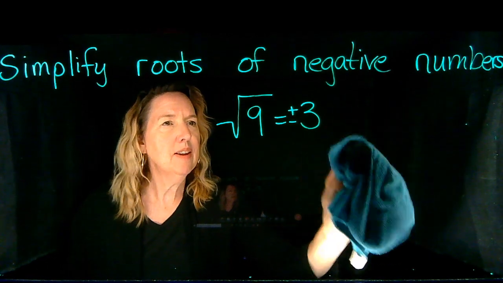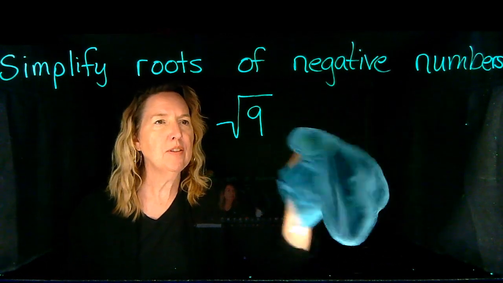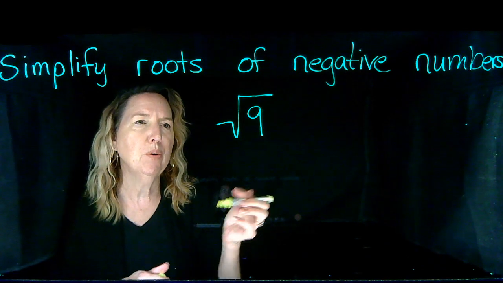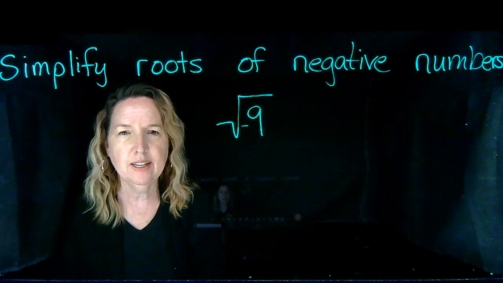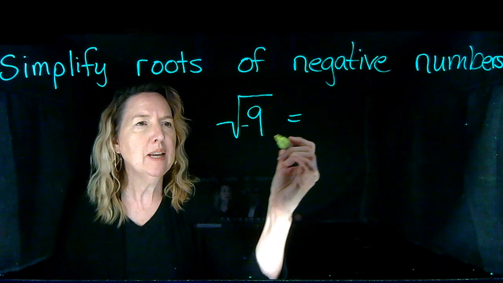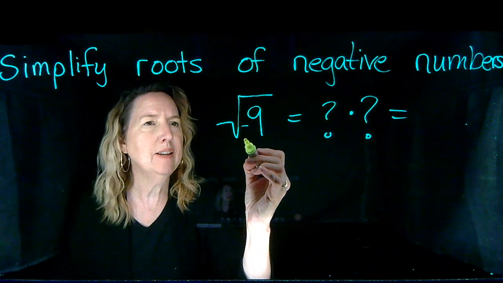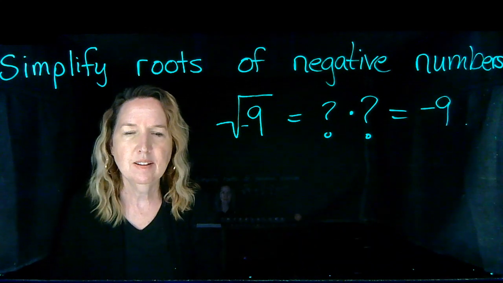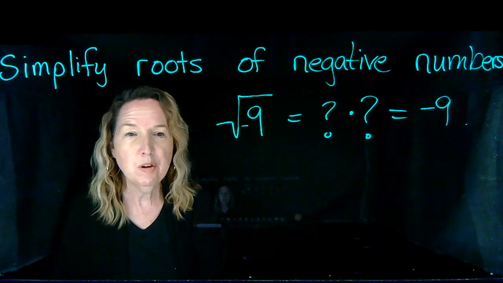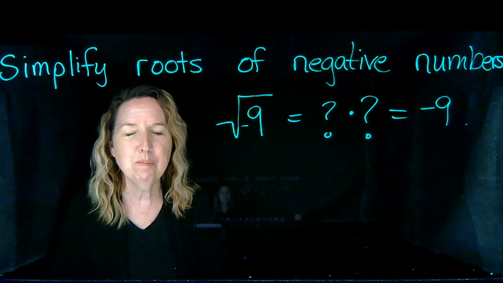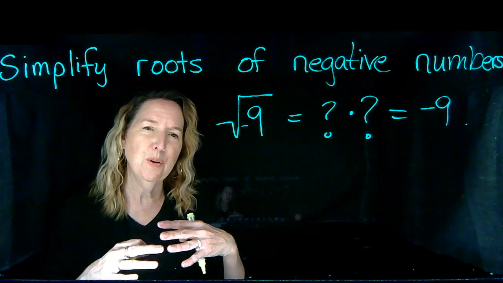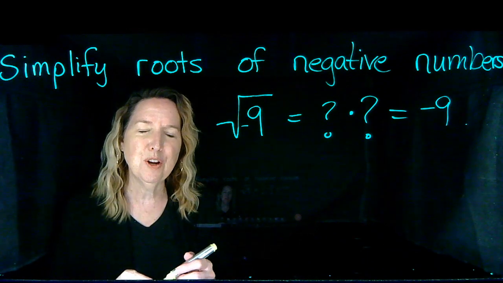And I'm going to say, what happens if we ask for the square root of a negative 9? Well, that means what number times itself will give me a negative 9? There is no number in the real number system, meaning the number system that we use most frequently.